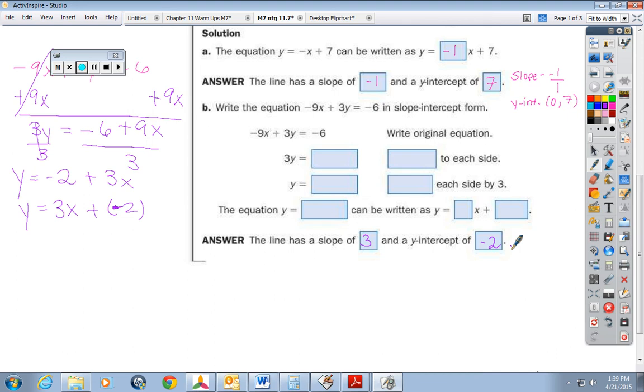The slope tells whether the line is positive or negative, and that's the number in front of x. So is the number in front of x positive or negative? Positive. So the line is positive.